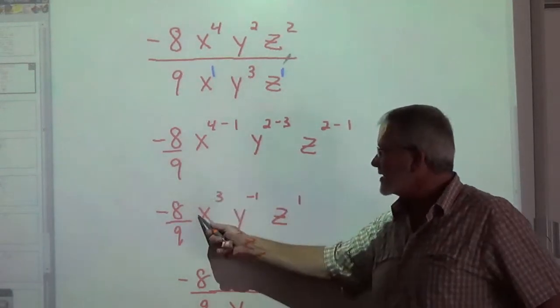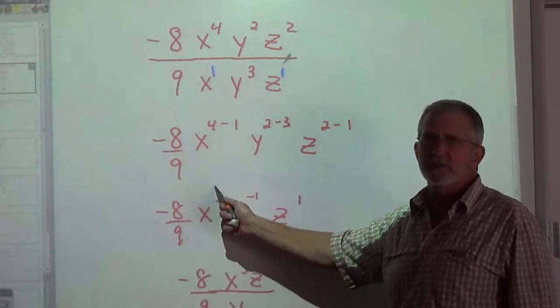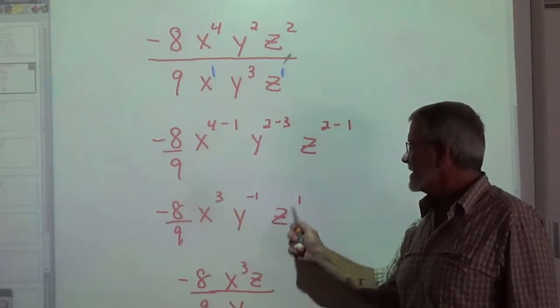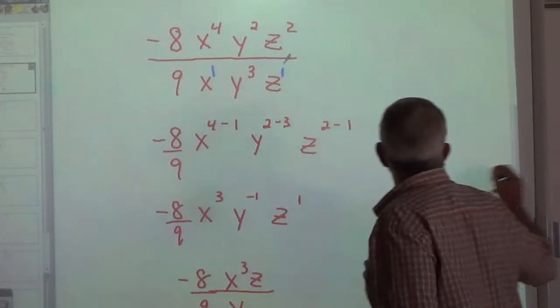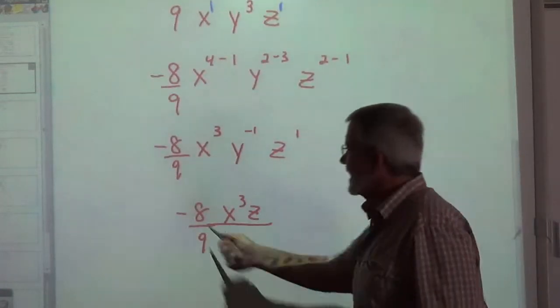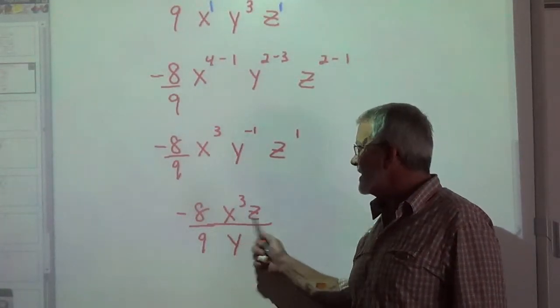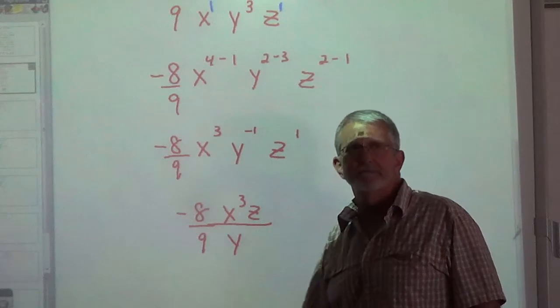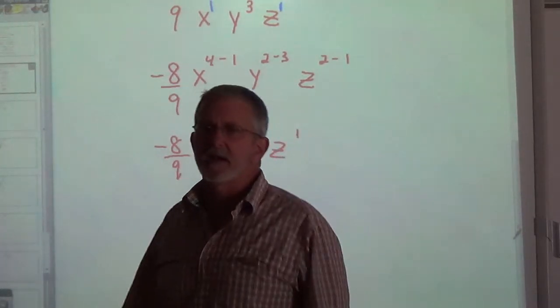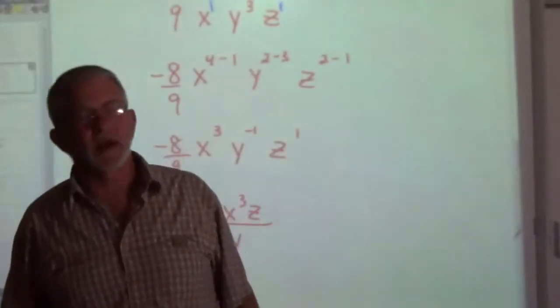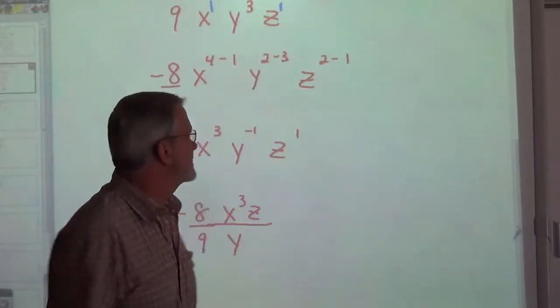Okay, so I've got x, negative 8/9, x cubed, y to the negative 1, z to the 1. I'm going to take this y to the negative 1 and put it downstairs. So this thing would simplify to negative 8 x cubed z over 9y. Easy enough. There's a few problems there that look scary. They should not look scary for a student coming into a pre-calculus class.